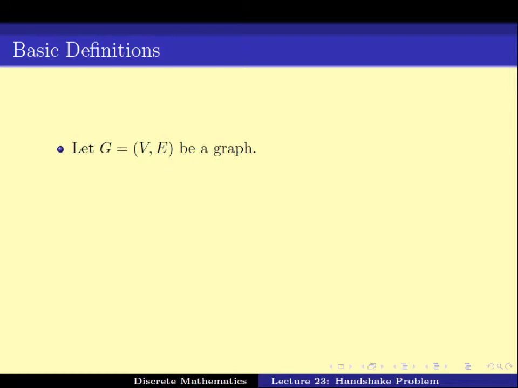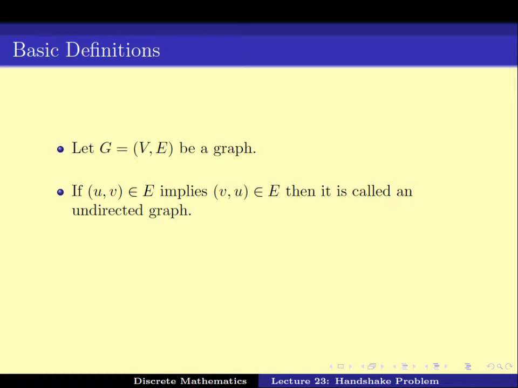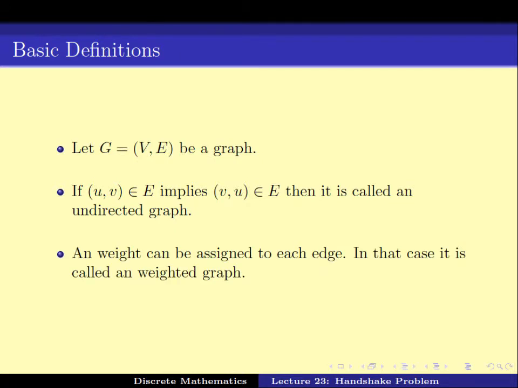Now there are some basic definitions. So if G is a graph and if there is an edge between u and v, and it implies that there is an edge between v and u, that means the relation uv is a symmetric relation. In that case, we call that graph an undirected graph. Sometimes for modeling purposes we will be assigning some weights to the edges, and in that case we call them a weighted graph.